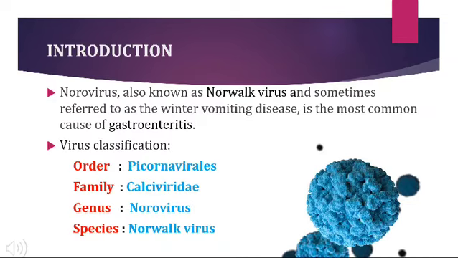We start from the introduction. Norovirus, also known as Norwalk virus, is sometimes referred to as winter vomiting disease. It is the most common cause of gastroenteritis, and in the virus classification, this belongs to order Picornavirales, family Caliciviridae, genus Norovirus, and species Norwalk virus.